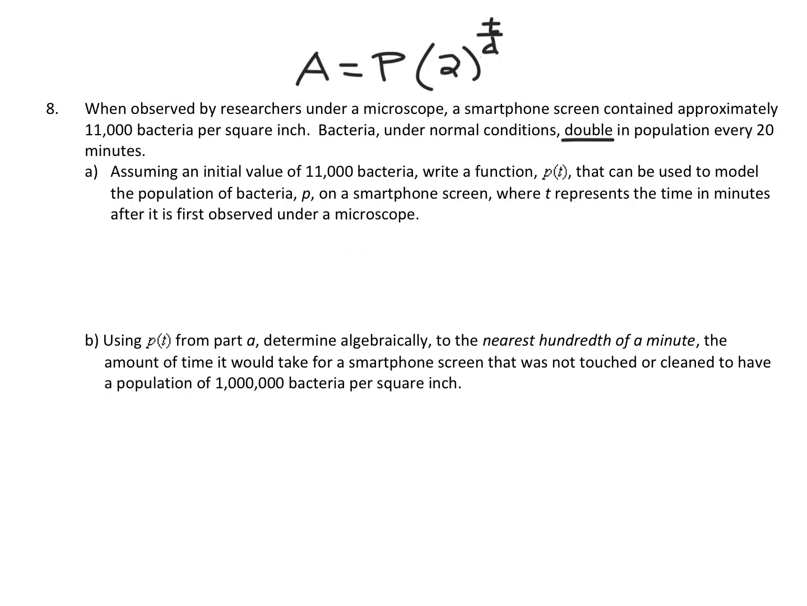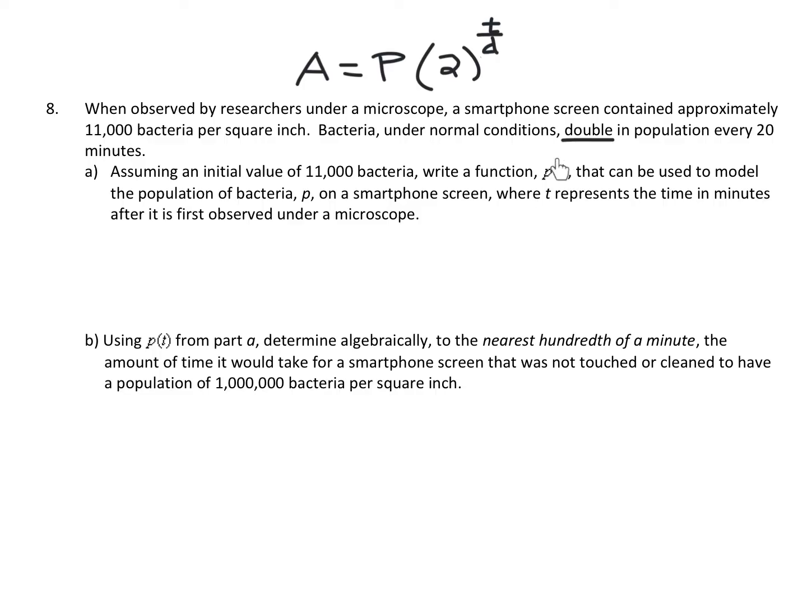Okay, number 8. When observed by researchers under a microscope, a smartphone screen contained approximately 11,000 bacteria per square inch. Bacteria under normal conditions double in population every 20 minutes. All right, so I saw this word double, and that's why I put our doubling formula up here. Now it says, assuming an initial value of 11,000 bacteria, write a function, p of t, that can be used to model the population of bacteria p on a smartphone screen where t represents the time in minutes after it is first observed under a microscope.